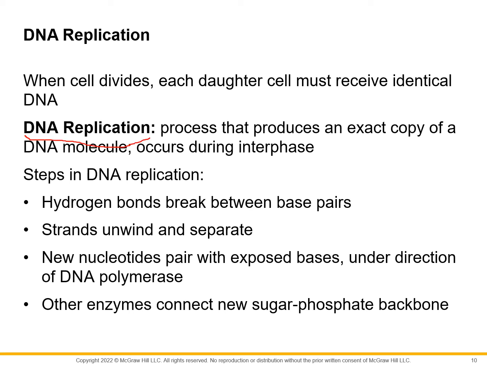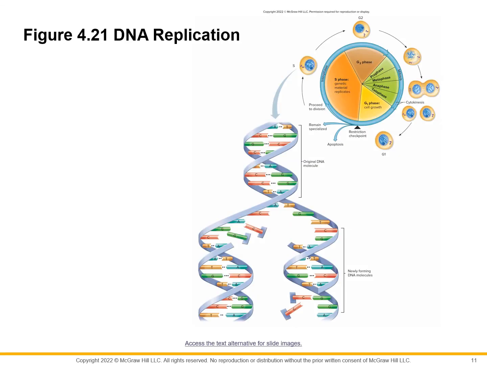Now, DNA replication, again, occurs during interphase, and the DNA will actually start splitting at those hydrogen bonds. It'll unwind and separate, and the nucleotides from each side will start being put together, and they end up making two identical strands of DNA. And this is kind of the picture showing it as it's going through. And when you really understand what's going on, it is so amazing.